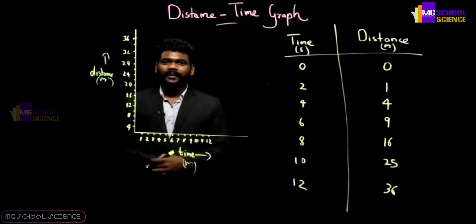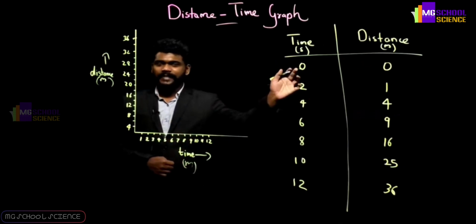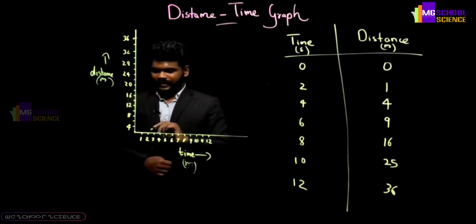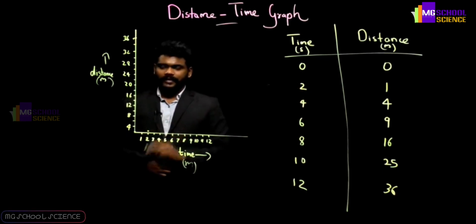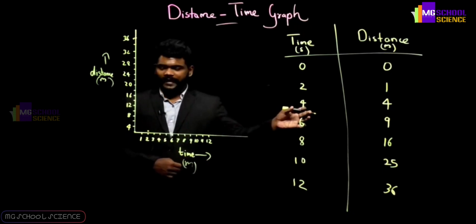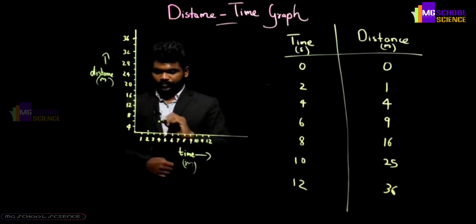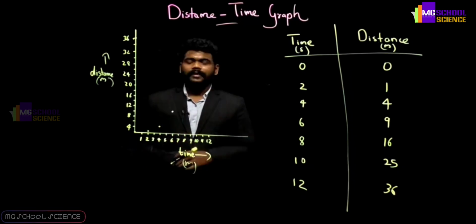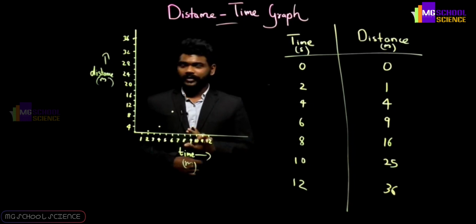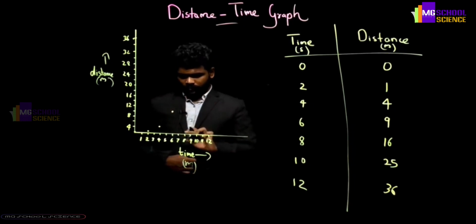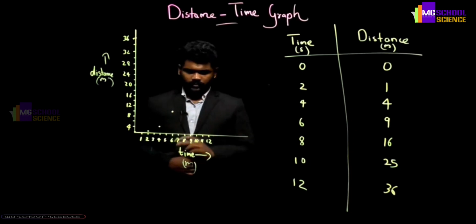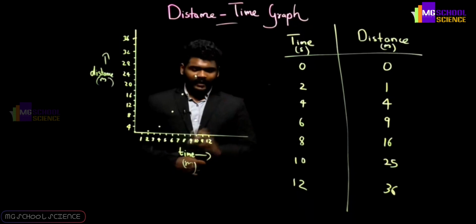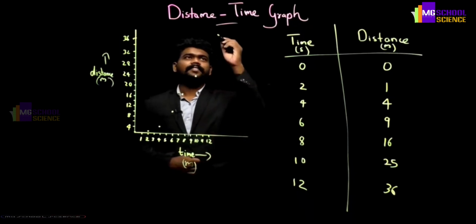We'll try to plot the data in the graph. At 0 seconds, the distance covered is 0. At 2 seconds, the distance covered is 1 meter. It comes somewhere around here. At 4 seconds, the distance covered is 4 meters. At 6 seconds, the distance covered will be 9 meters. At 8 seconds, the distance covered is 16 meters. At 10 seconds, the distance covered will be 25 meters. And at 12 seconds, the distance covered will be 36 meters.